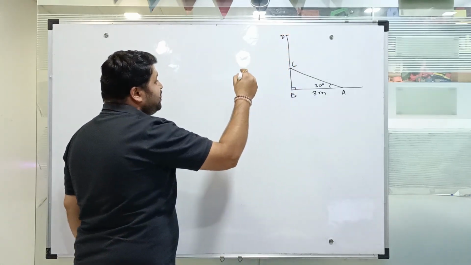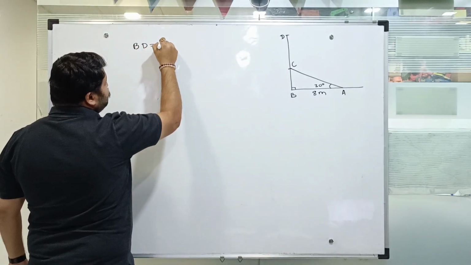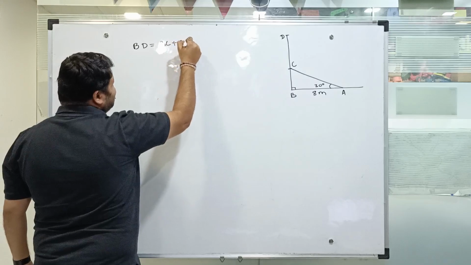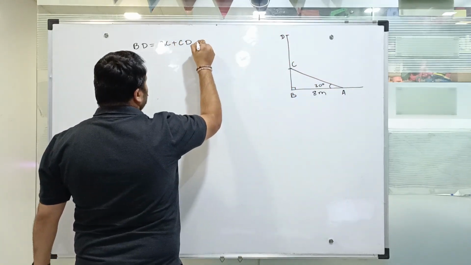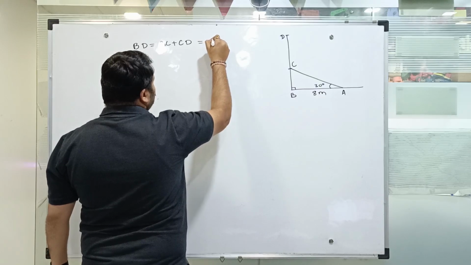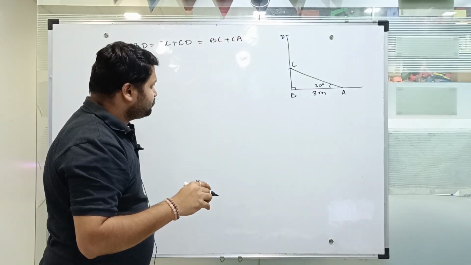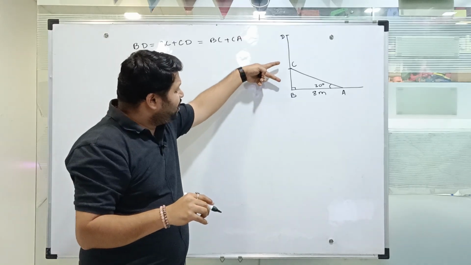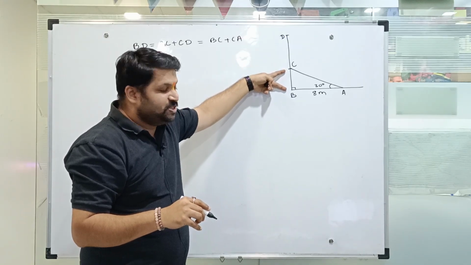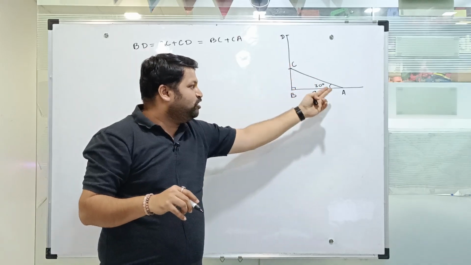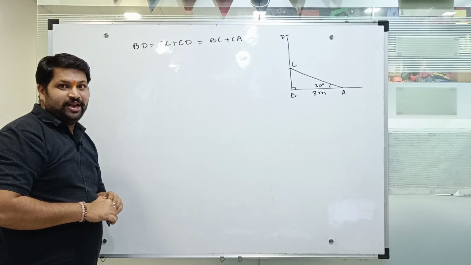Now what would be BD? So BD will be equal to BC plus CD, but the CD is equal to CA. So I can say that it is equal to BC plus CA. Now, if I am able to find the value of BC and then the value of AC, I can pretty much find the total length.